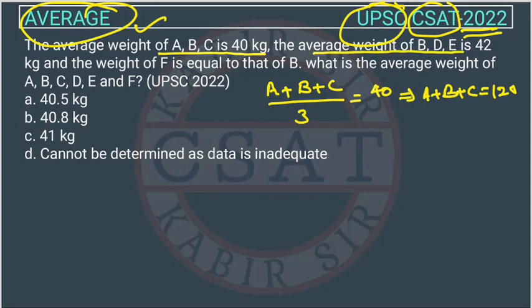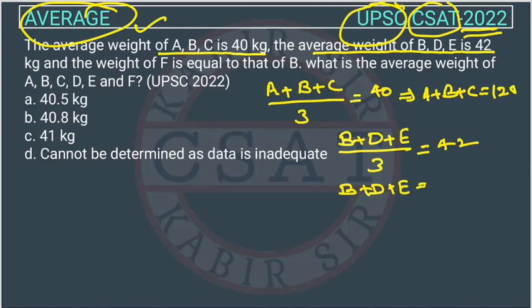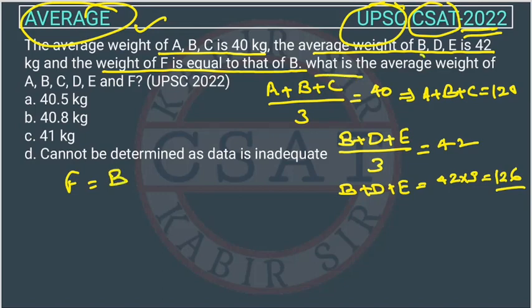The average weight of B, D, E is 42. This is the formula of average, right? This is given as 42. So B plus D plus E will be equal to 42 into 3, which is 126, right? Now one more thing is given, that the weight of F is equal to B. What is the average weight of A, B, C, D, E, F?